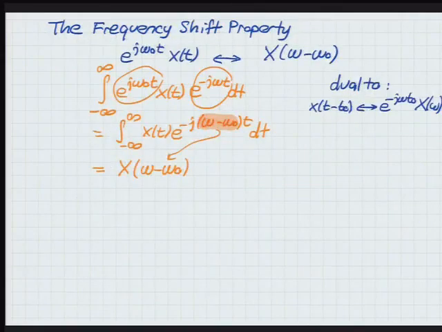Okay, so the frequency shift property is that. It's very simple. And why is it useful? I don't know if anybody here still listens to AM radio or to radio to begin with. Maybe in a car if you're driving. Okay, so the example is amplitude modulation, AM.